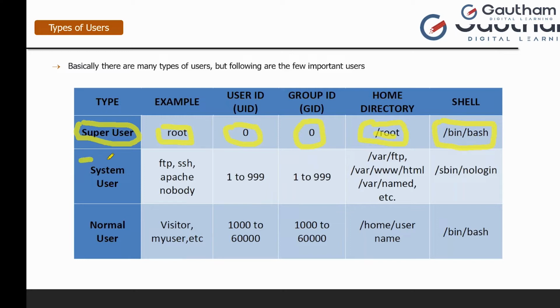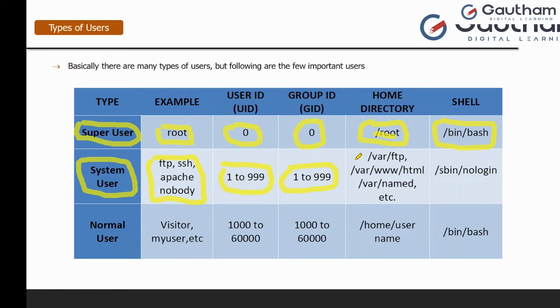Then the next important users are system users. System users are the important services or system-related users that are required to run some important system applications like FTP, SSH, Apache, Nobody. These are a few examples of system users. The IDs reserved for system users are between 1 to 999. So if you find any user between 1 to 999, that means it is a system user.